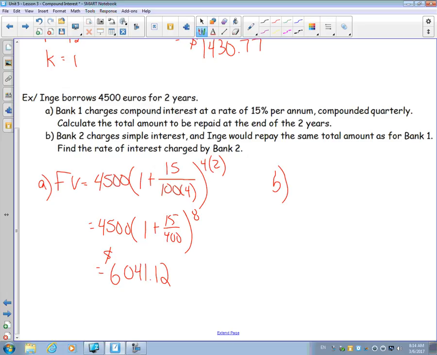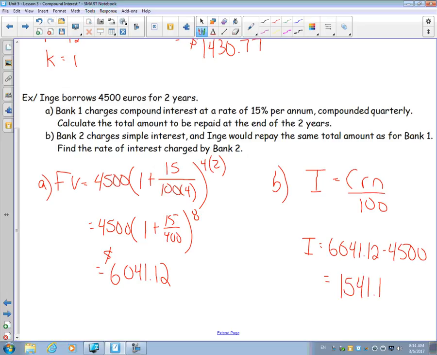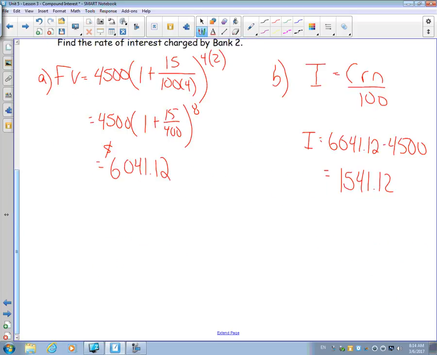So, using simple interest, I could use the I equals PRT formula. I need to know my interest. Or sorry, how much interest was paid? So our interest will be, as I was saying, the difference between what we started with and what we ended up with. So she had to pay an extra $1,541.12 in interest. Okay, so we want to figure out the rate that she has to pay with Bank 2.